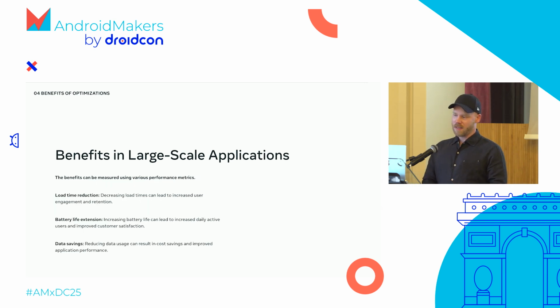But to actually prove that our optimizations have an impact, we will need to be able to measure them. So there's a couple of things we can look at to measure them. There's just plain old load time reductions. This could lead to an increase in user engagement and retention. There's battery life extension that can actually translate to more DAUs and improved satisfaction, because I guess nobody likes it when an app drains the whole battery. And there's also, for example, data savings that can lead to cost savings, both for the end user and for the company themselves. That leads to improved performance, faster rendering, because you're downloading less data, and more usage of the core features for users, for example, that are on a limited data plan.